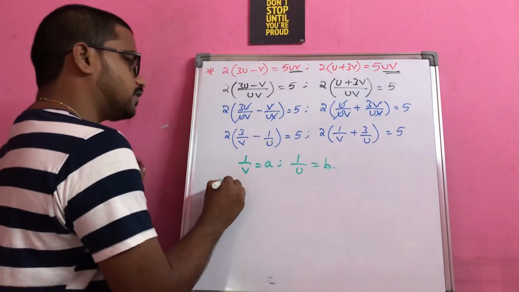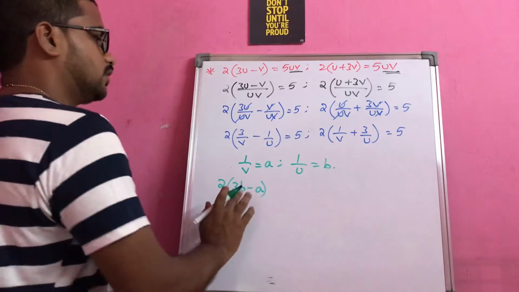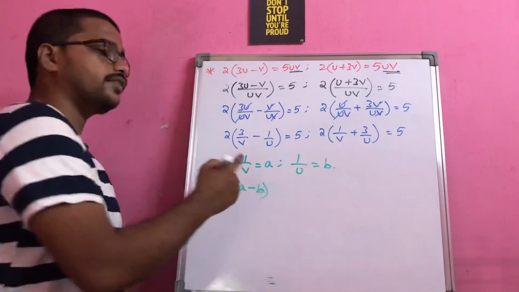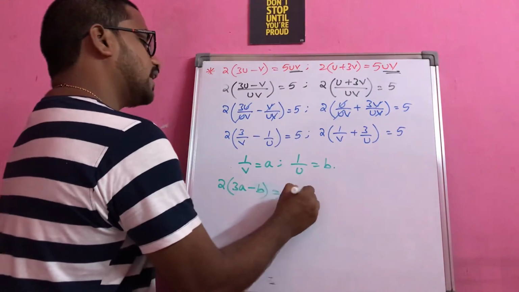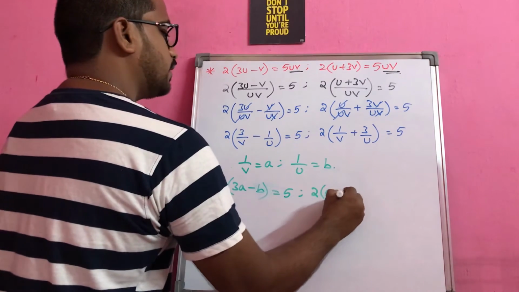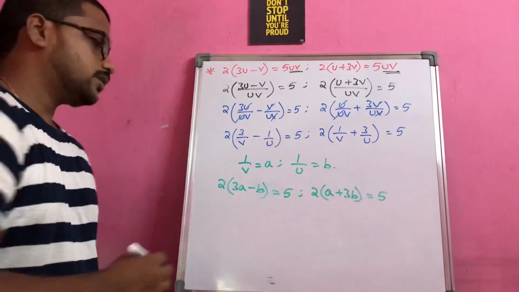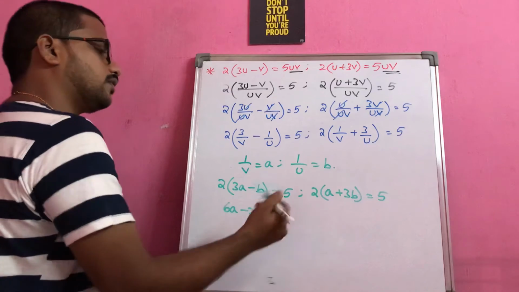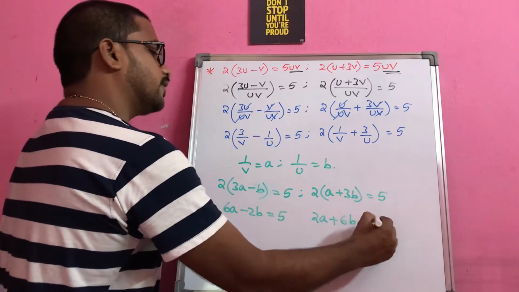So this first equation will become 2 times of 3a minus b, because 1 by v I had taken as a. So this is equal to 5, and the second equation is 2 times of 1 by v means a, then 3b is equal to 5. Okay. So simplify this further by expanding. 6a minus 2b is equal to 5. 2a plus 6b is equal to 5.